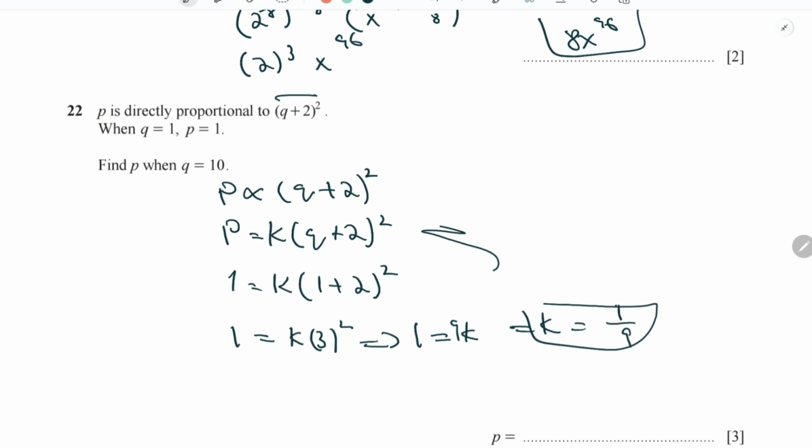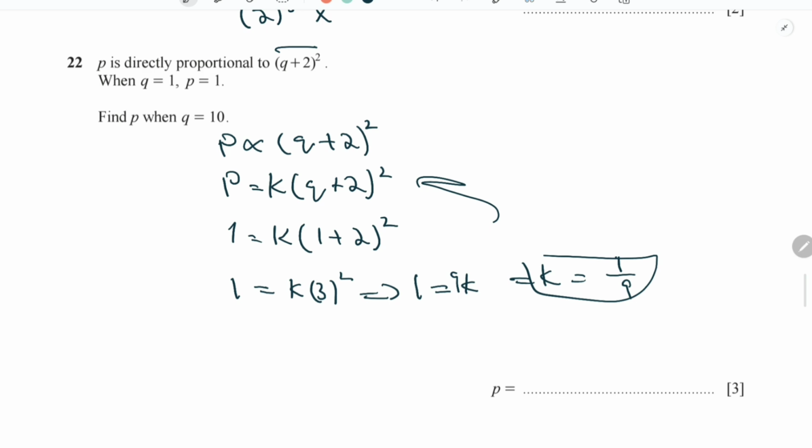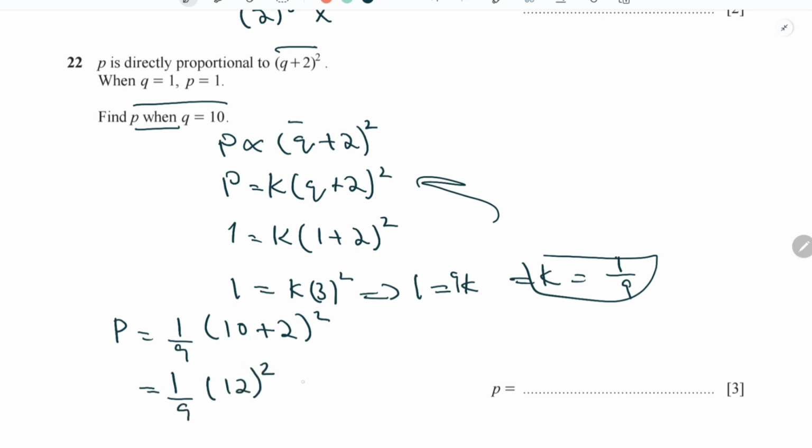Now we substitute the value of k here. We find p when q is 10, so we substitute the value. p equals 1 over 9 times 10 plus 2 squared. Now 10 plus 2 is 12, then 12 squared is 144, so 144 over 9. That means 144 over 9 equals 16. So the answer is 16.